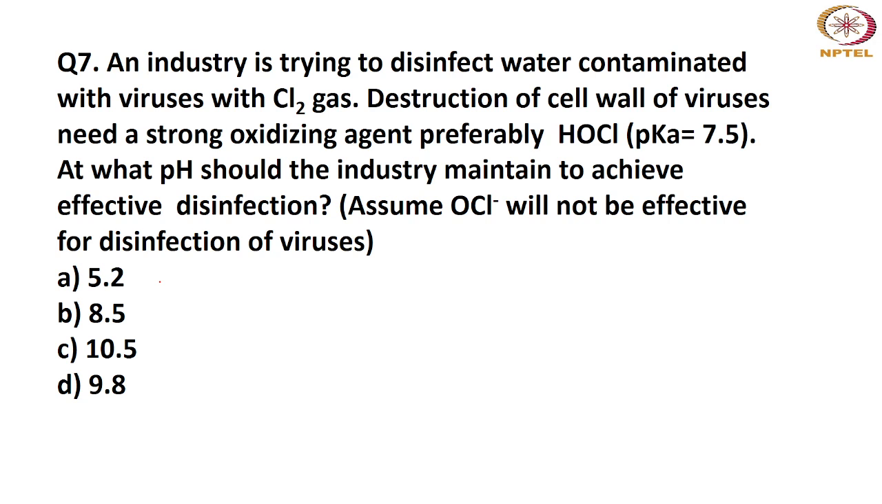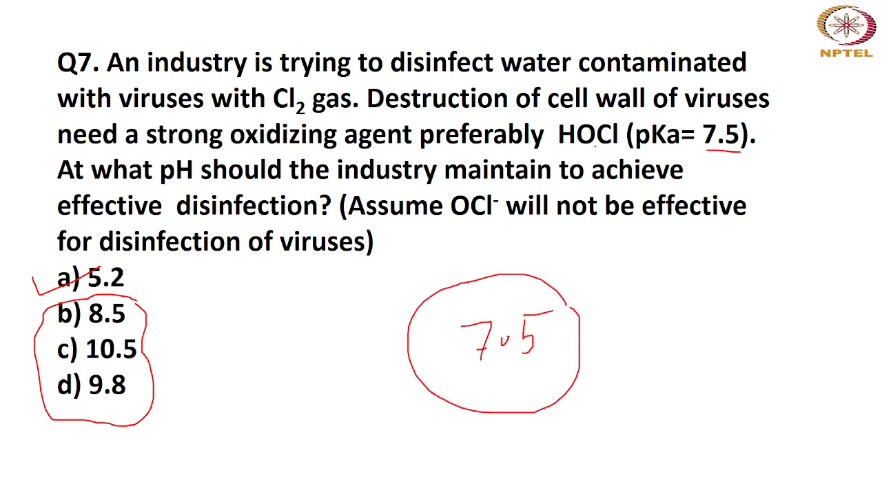5.2. Yes, correct. Most of you are saying 5.2 because if you check the other options, these values are beyond the 7.5 pKa value, right? If the pH is 7.5, it is the equilibrium condition where as much HOCl and OCl minus is present. If you cross this limit, then mostly the major percentage is OCl minus, right? We will not get that much HOCl. And one thing is mentioned here, that OCl minus is not that effective. So at the end, I have only one option left, that is 5.2.